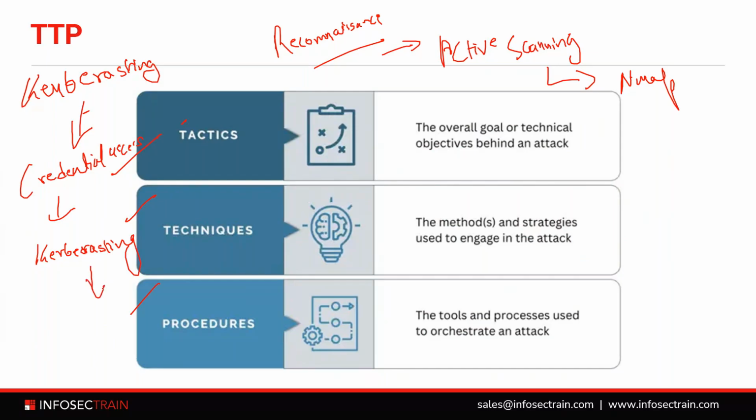And the procedure will be what? Enumerate the service accounts, dump the encrypted service ticket hashes using the tool Rubeus, crack the hashes offline using, let's say, the hashcat tool, and use the cracked password to escalate the privileges. So this is the step by step procedure that we'll do. So this is what tactic, technique, and procedure is.